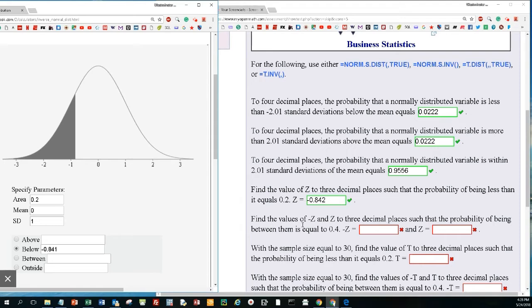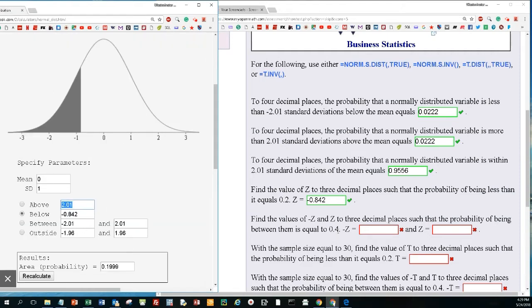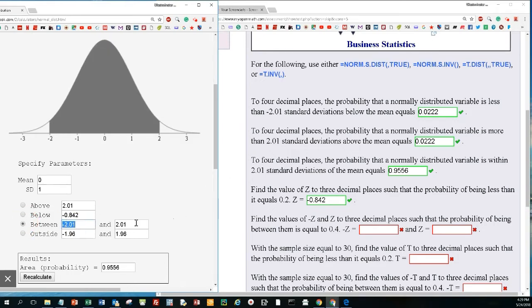Now we want to find the values of minus z and z to 3 decimal places, such that the probability of being between them is 0.4. So what we want is, let's go over here. We want the area. Let's just try some numbers here. Let's try negative 0.842 and 0.842 and see what happens.